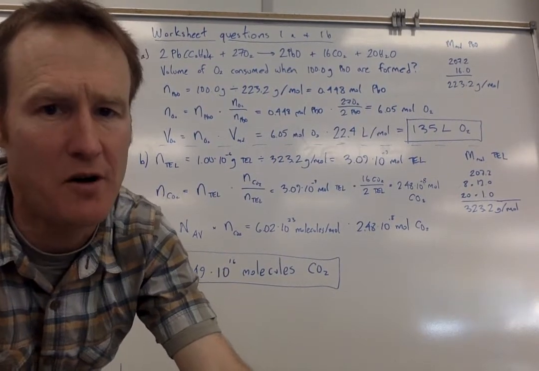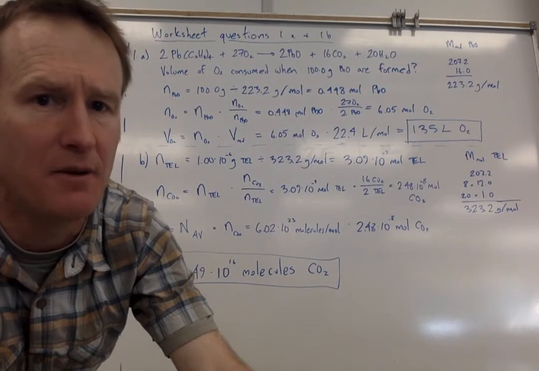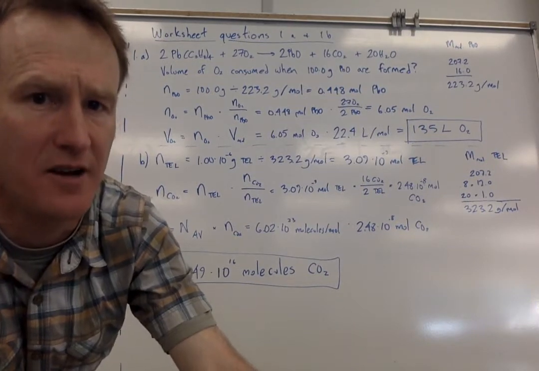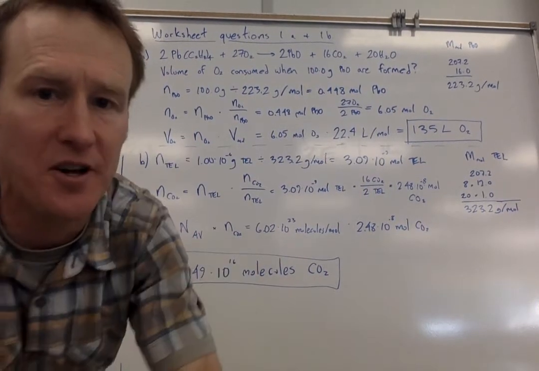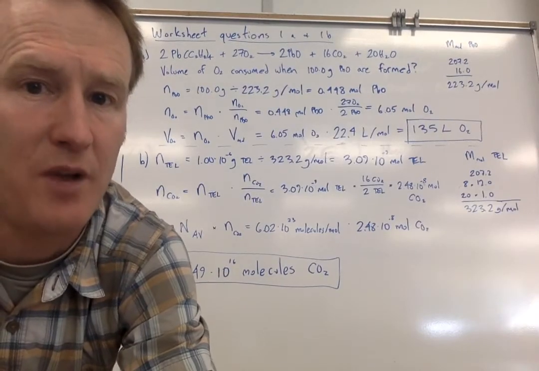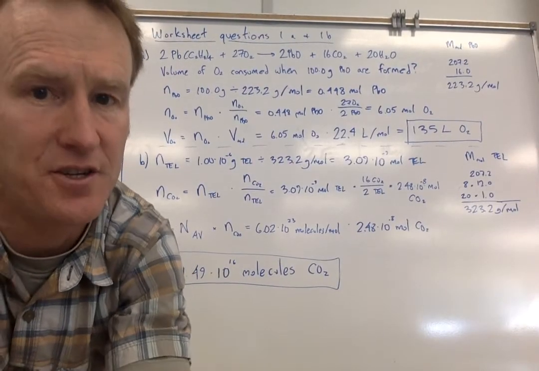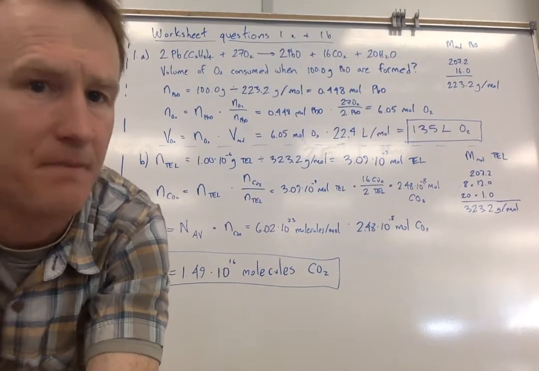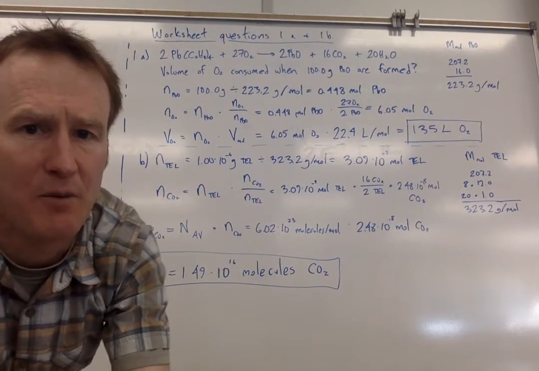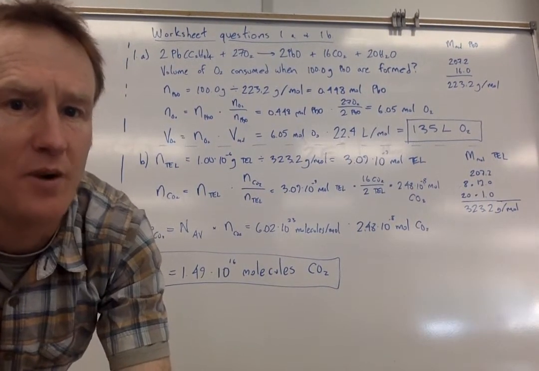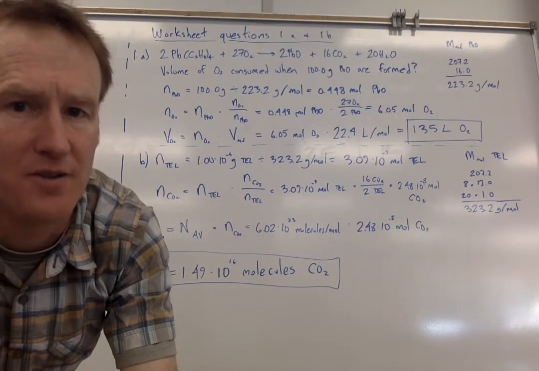We put our foot on that mole bridge when we calculated the chemical amount of lead 2 oxide. We are going to exit the mole bridge now that we're calculating the chemical amount of oxygen. And now we need to do one more unit conversion. We're taking the chemical amount of oxygen and finding what's the volume that that corresponds to.